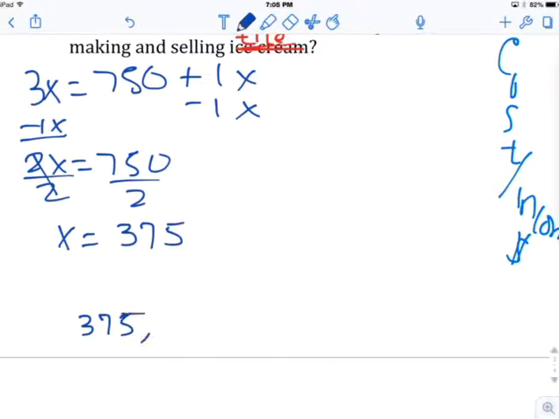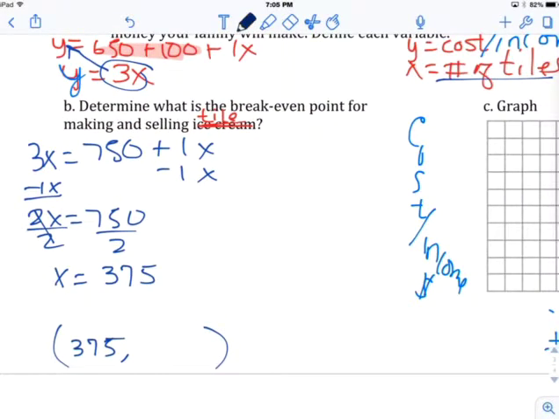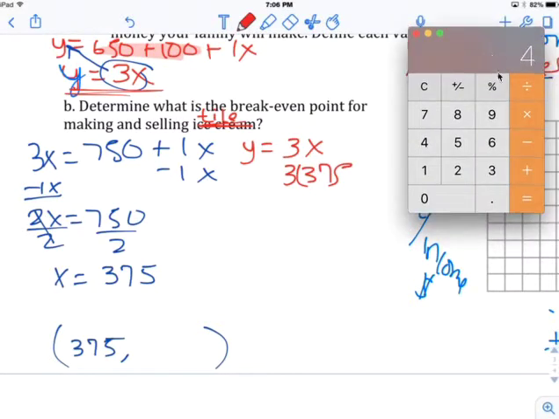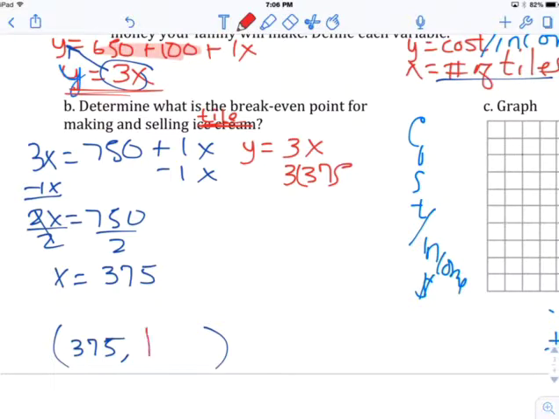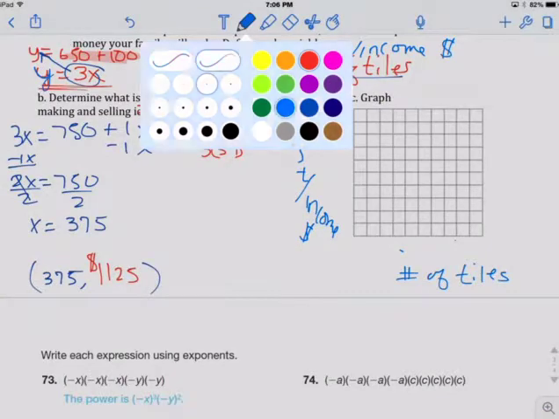So X represents the number of tiles, so 375 tiles. When will profit and cost be the same, which makes it equal to 0? We'll use y equals 3x, this equation. So 3 times 375. Use a calculator for that. 3 times 375 is 1,125. $1,125.